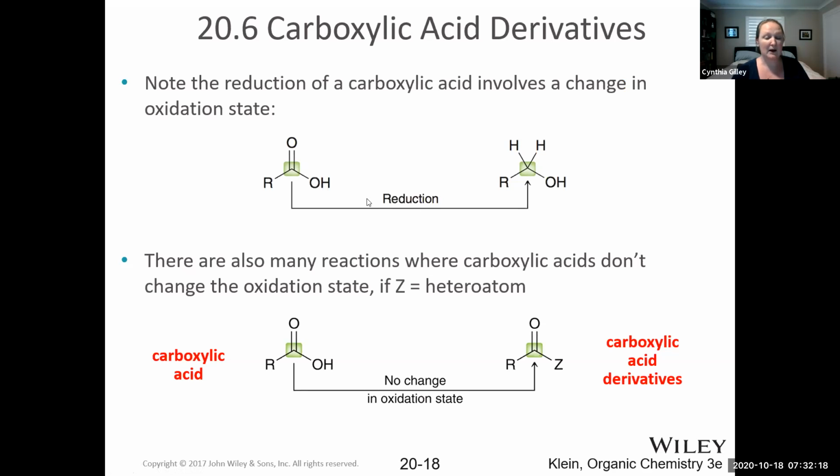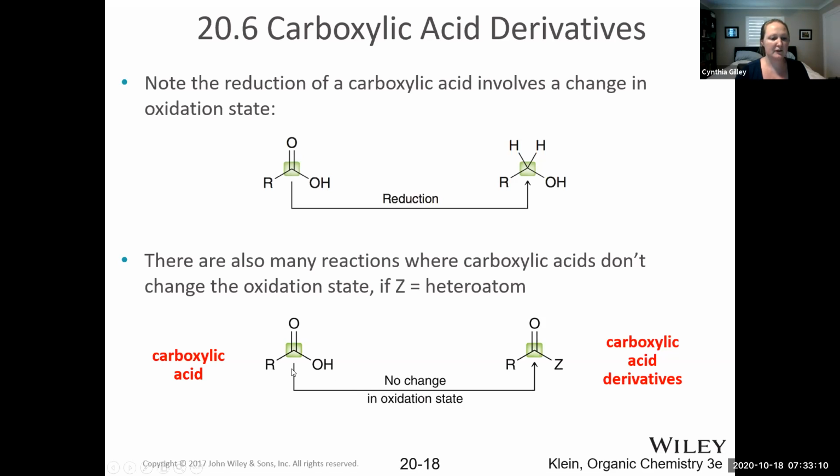Notice that I've been talking about the reduction of the carboxyl carbon down to primary alcohols, right? If we were to calculate the oxidation number, it would be a true reduction of that carbon. But there are many reactions where you're converting a carboxylic acid to another functional group and we don't change the oxidation state. For example, if we just substitute the hydroxyl group of the carboxylic acid for a different group, we'll call this a heteroatom, so maybe some oxygen, nitrogen, or halogen-based group. The oxidation state does not actually change because this is still an electronegative atom, and the electrons would be assigned to this atom when calculating oxidation number.